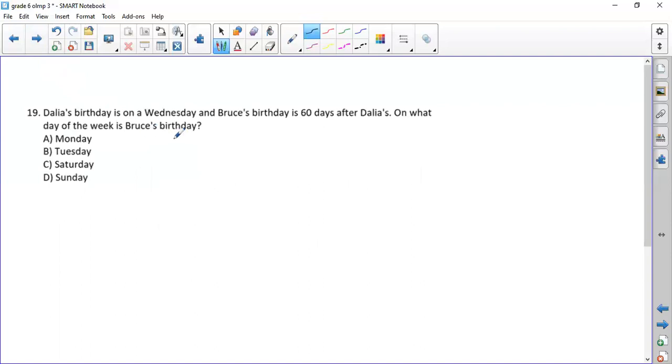We know that a week has how many days? 7 days. So if I start from Wednesday, I will have Wednesday, Thursday, Friday, Saturday, Sunday, Monday, and Tuesday. In total I have 7 days. So since the birthday will be 60 days after, it means I have to divide this 60 by 7 days and find the remainder. So 60 divided by 7 is what? It is 8, 8 times 7 is 56, and the remainder is 4.